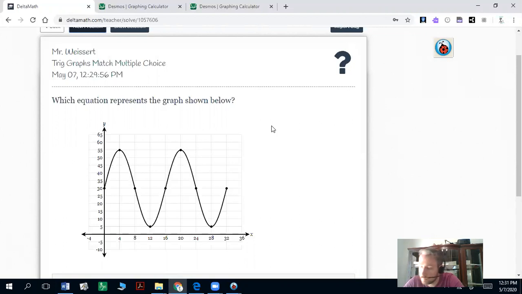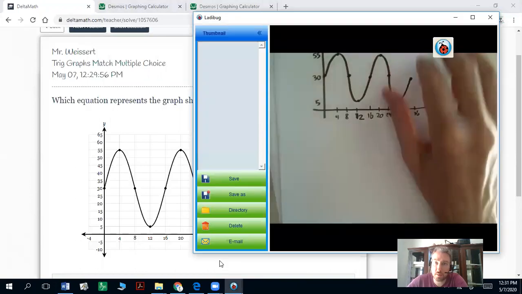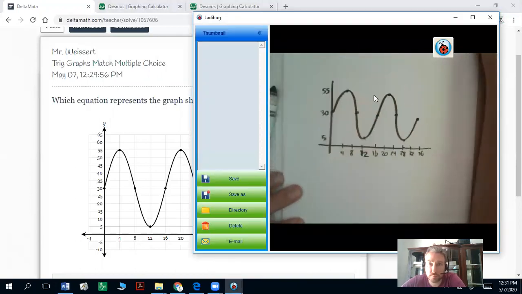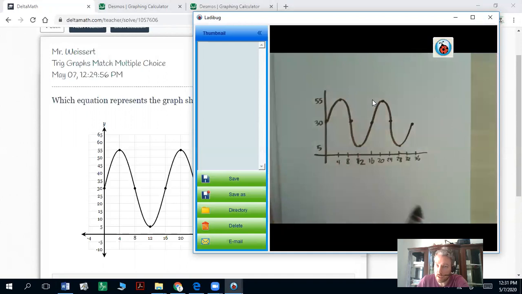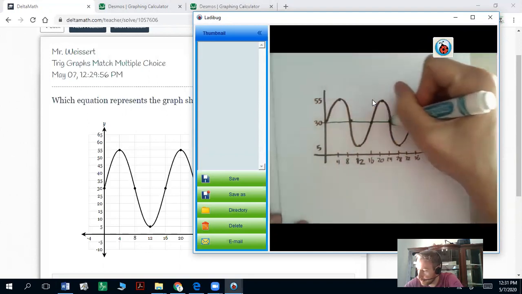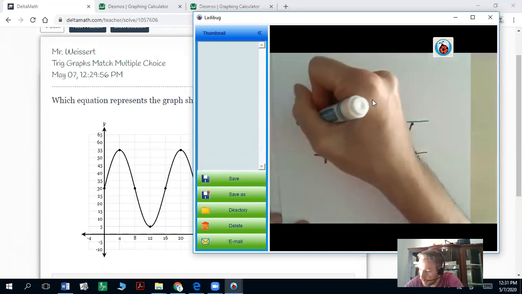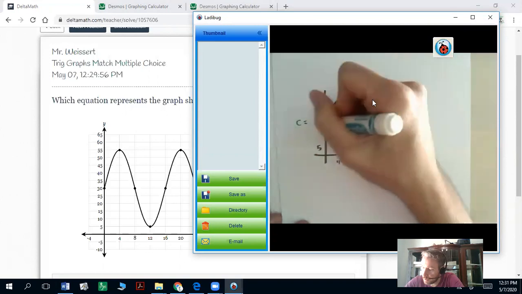All right, there's a lot to write down here. So I got it written down here now so I can annotate over it. It's not perfect, but it is the best I can do right now. So we have a midline starter. That midline is 30. It's a sine because it starts at the midline.